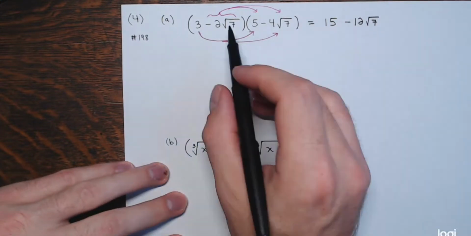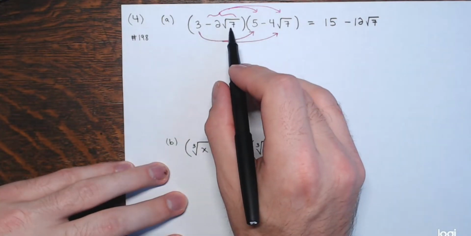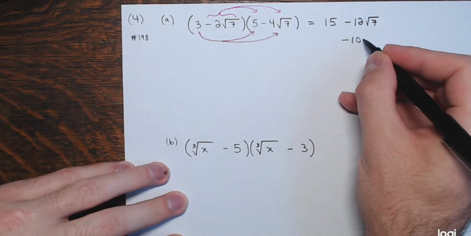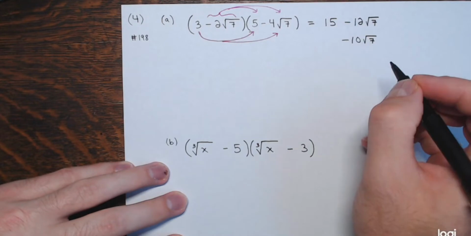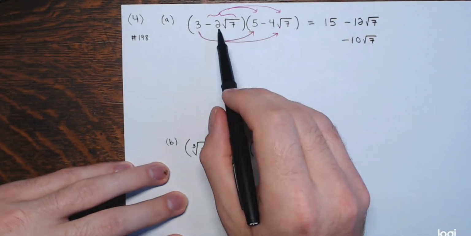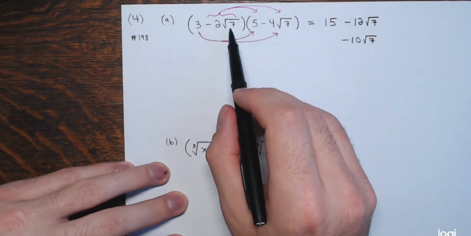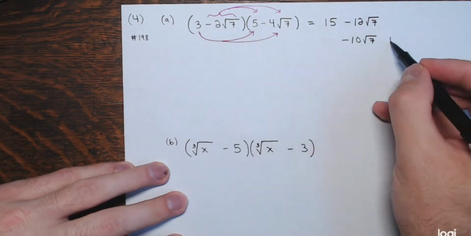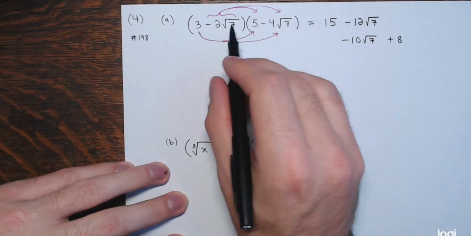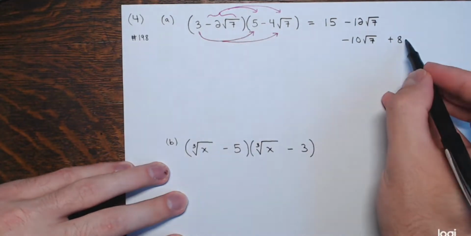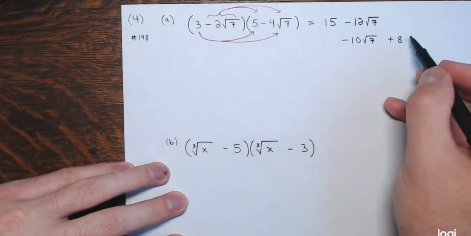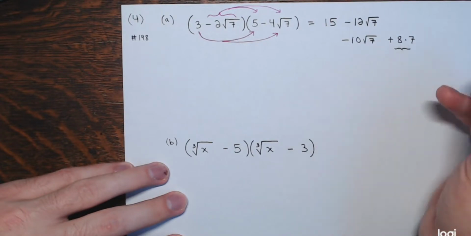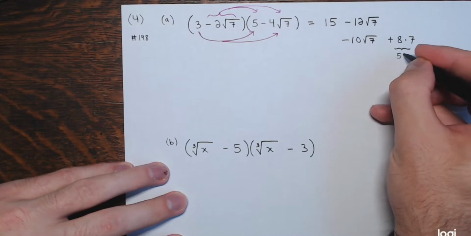Alright, so negative 2 times the square root of 7 times positive 5 would be negative 10 times the square root of 7. And then negative 2 times the square root of 7 times negative 4 times the square root of 7 would be positive 8, right? Multiply the negative 2 and negative 4, the non-radical factors, times the square root of 49, which is just 7. So this last term here is positive 8 times 7, that's 56.